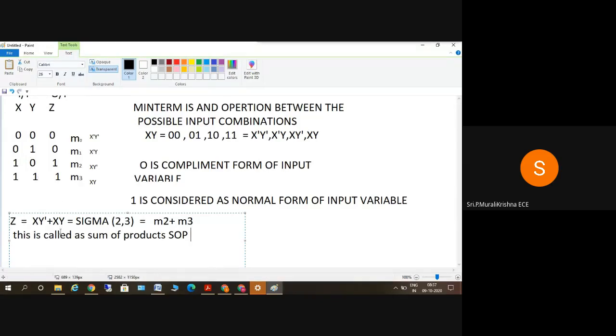I can write this XY bar plus XY as sigma 2 and 3, because it is a summation of 2 minterms, 2 and 3 here. I can write it like this also: small m2 plus m3. m2 is nothing but XY bar, and m3 is nothing but XY. This is called the sum of the products, and in short it can be written as SOP.